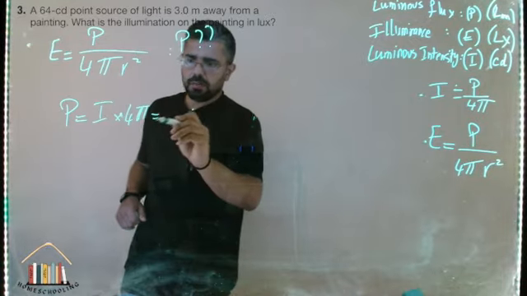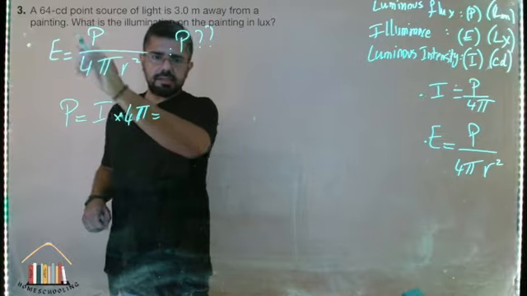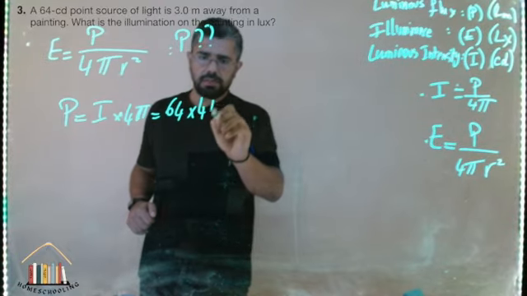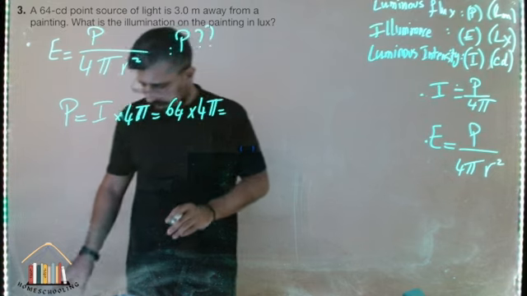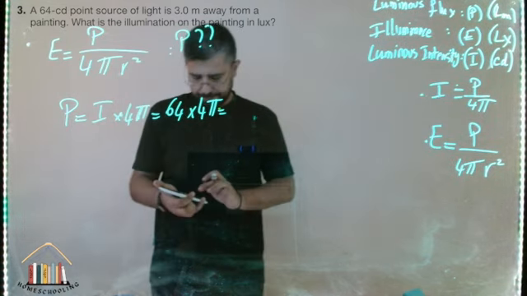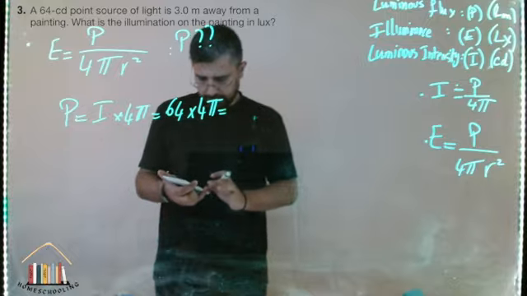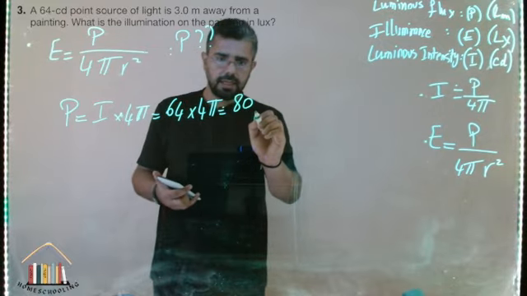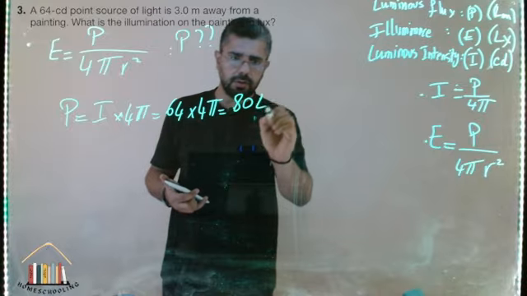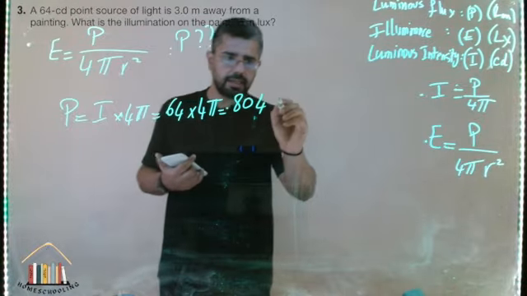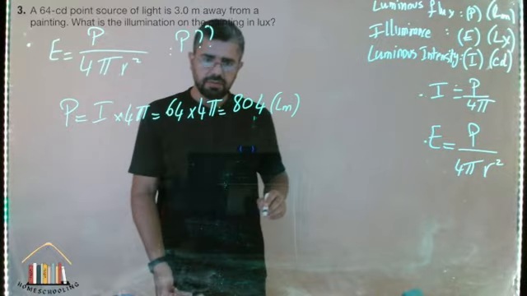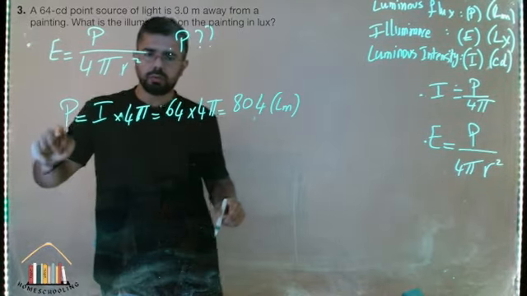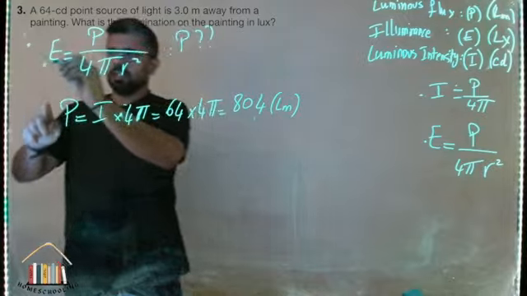Alright, so the luminous intensity is given, it's 64 candelas. So it's 64 multiplied by 4 pi. And the answer here in this case is 804 lumens. Okay, so we calculated P. P is already calculated, it's 804. So now we have to replace it in equation 1. So this is equation 1.